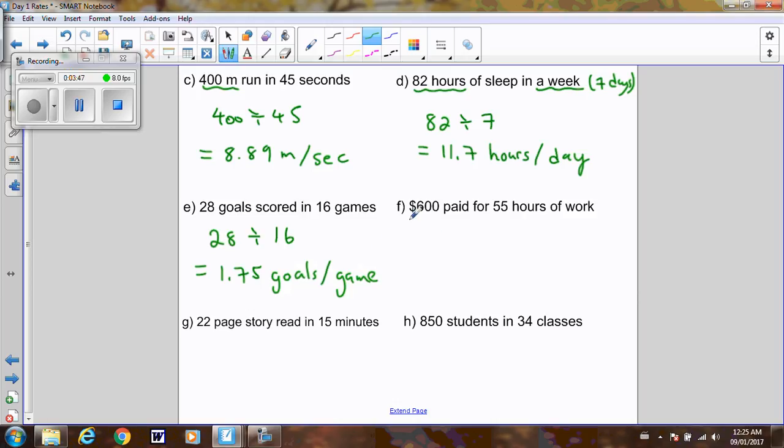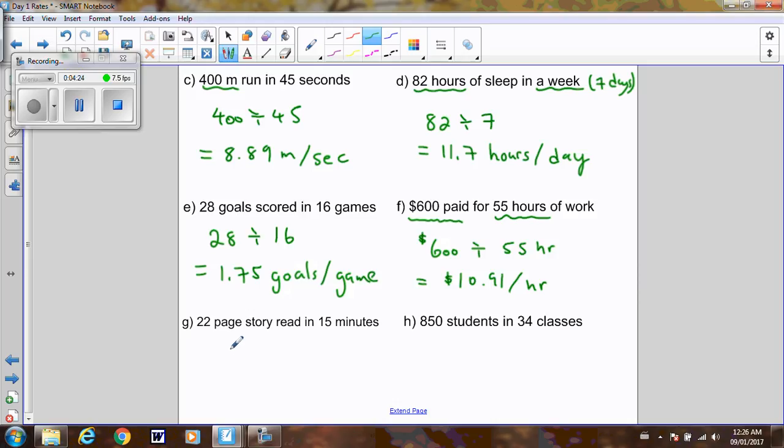Okay, the next one is money. You were paid $600 for 55 hours of work. When we're asking for the unit rate, we're interested in how much he gets paid per hour. So you take 600 divided by 55. Remember, this is the dollar amount, this is the hours, and you're going to get $10.91 per hour. Now, what I would encourage you to do right now is to do the next two yourself, pause the video, and then check the answers for yourself.